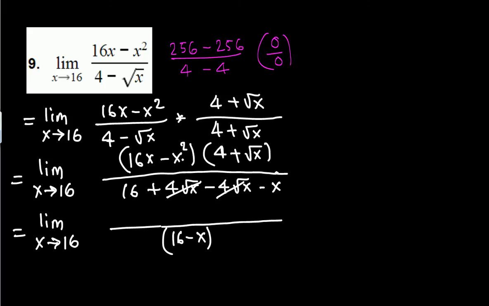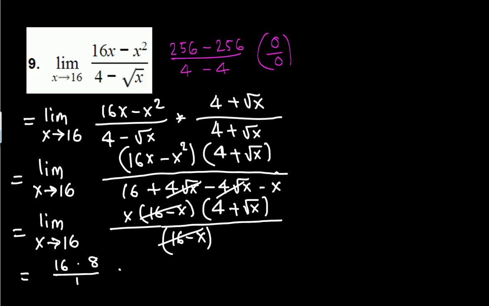Here, if we pull x out, what is left then? 16 minus x. Then we can cancel from top and bottom. So we must factor x out, leaving 4 plus square root of x. These two cancel. Now plug in 16 and get the answer. This is 16 times 4 plus square root of 16. Square root of 16 is 4. 4 plus 4, 8. 16 times 8 over 1. So 16 times 8 is 128.